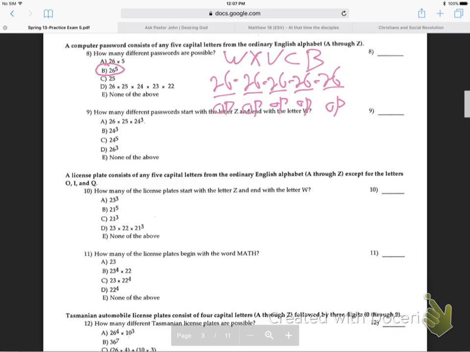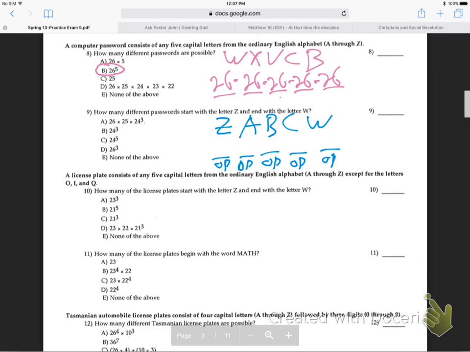Next one, number 9. How many different passwords start with Z and end with W? Let me actually do it, because I think that's helpful. I'm going to start with Z, then go ABC in the middle, and end with W. I actually did it. I made 5 decisions. How many options did I have?